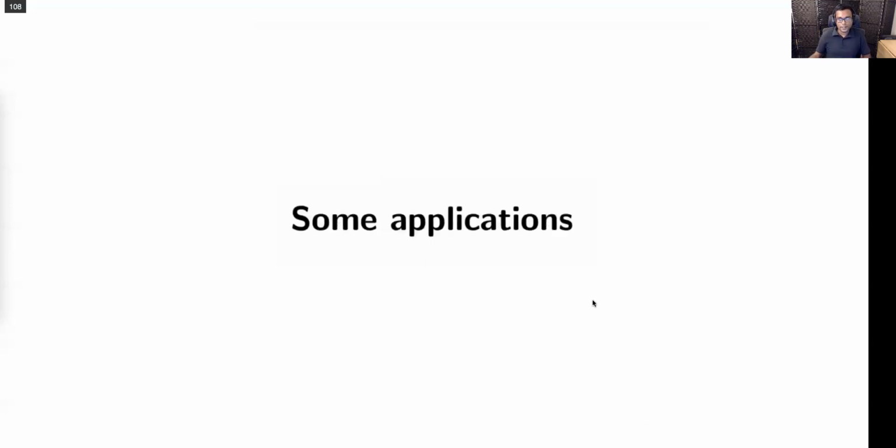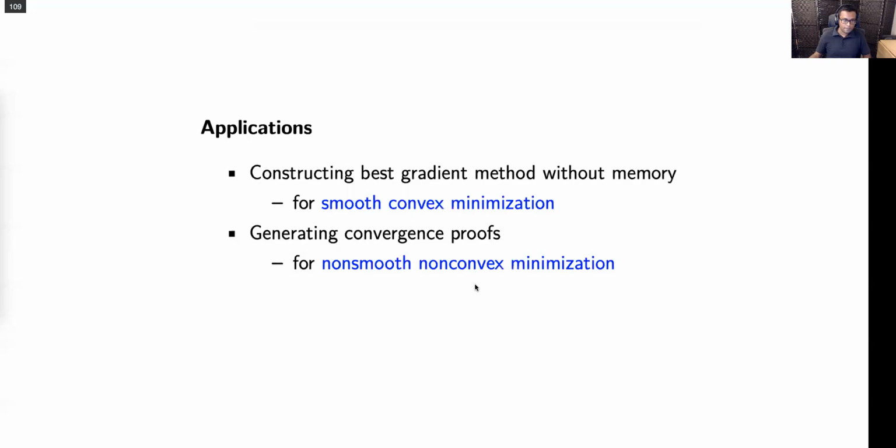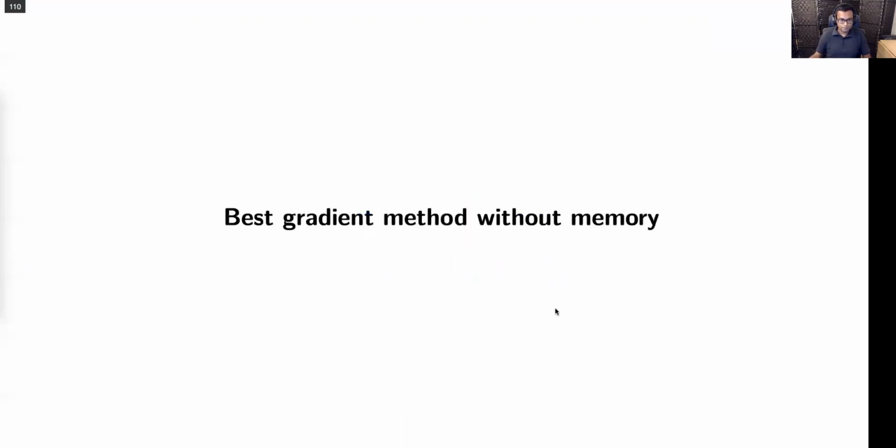Okay, so now I will start some applications. I will give 2 applications. One is constructing the best gradient method without memory for smooth convex minimization. And then I will talk about generating convergence proofs for non-smooth, non-convex minimization. For other applications, please take a look at the paper.